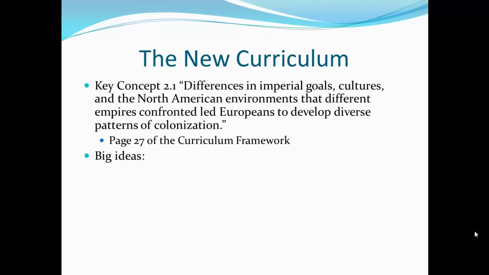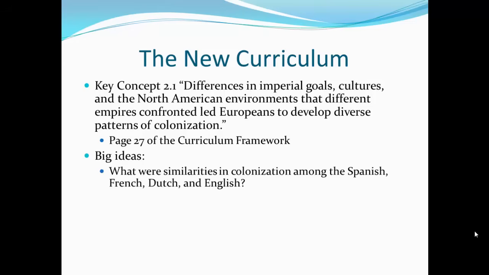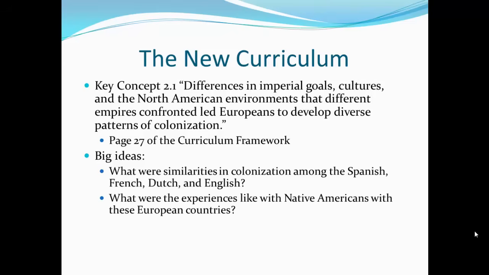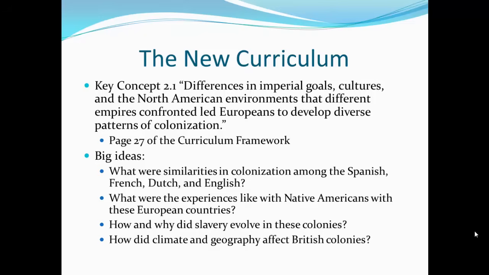So some big ideas to think about with this key concept. There's quite a few of them. What were similarities in colonization among the Spanish, French, Dutch, and English? What were the experiences like with Native Americans with these European countries? How and why did slavery evolve in these colonies? And how did climate and geography affect British colonies? All right, let's look at Roman numeral 1.